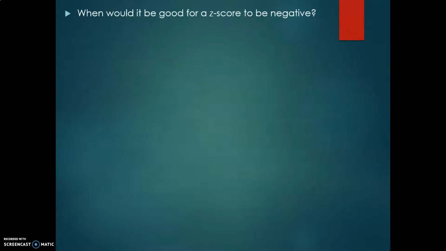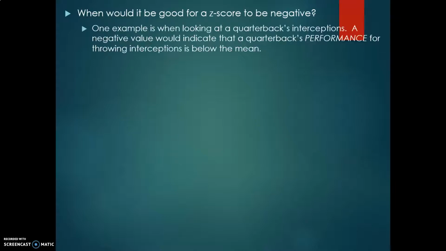So then you ask yourself, well, when would a negative z-score actually be a good thing? Oh man, when would that be a good thing? Well, I can think of a couple. The first one is a quarterback's interceptions. If a quarterback has fewer interceptions than the average, he's going to have a negative z-score, but that's a good thing, because you don't want your quarterback to throw a bunch of interceptions.